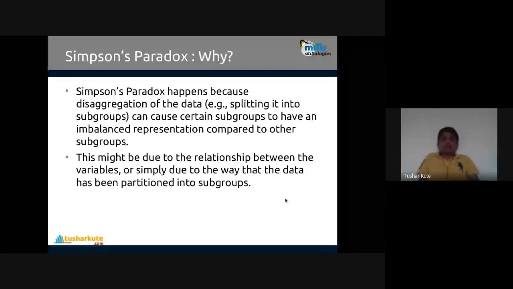So why does Simpson's paradox happen? Because of disaggregation of data. We split the data into groups, which can cause certain subgroups to have imbalanced representation compared to other subgroups.